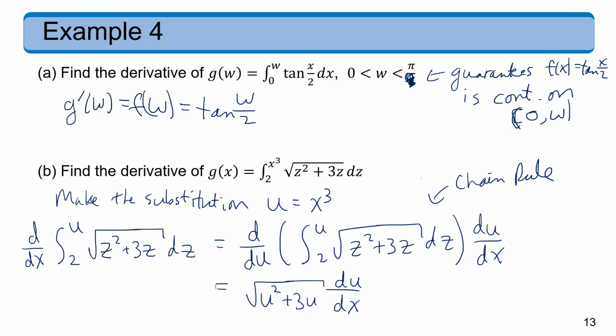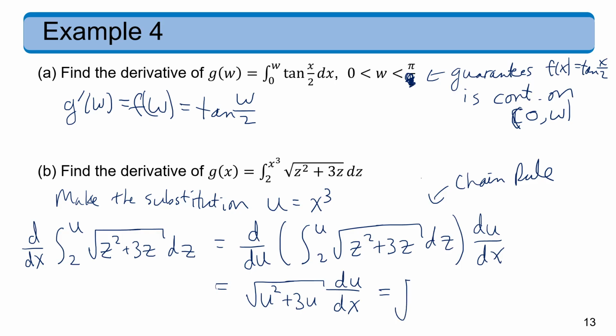We're not quite done because our answer needs to be in terms of x, right? We were given a g of x and we're asked to find g prime of x. So now it's just a matter of back substituting. So u is equal to x cubed, so we can replace these two u's with x cubed. And then du dx, we can find that by going back to this formula for u and just computing its derivative with respect to x. So let's do both of those things now.